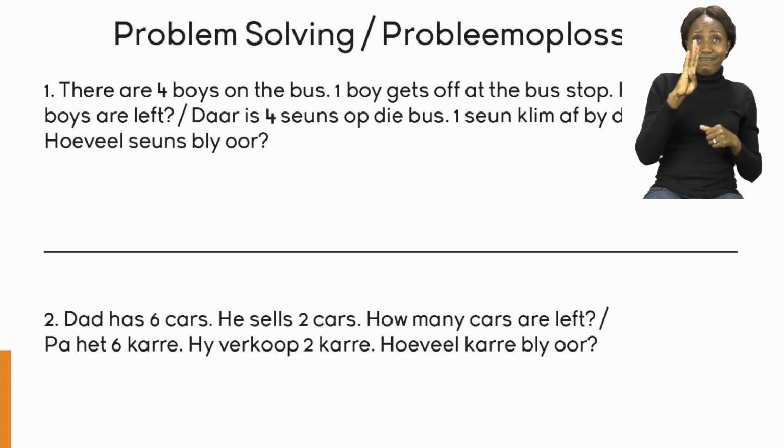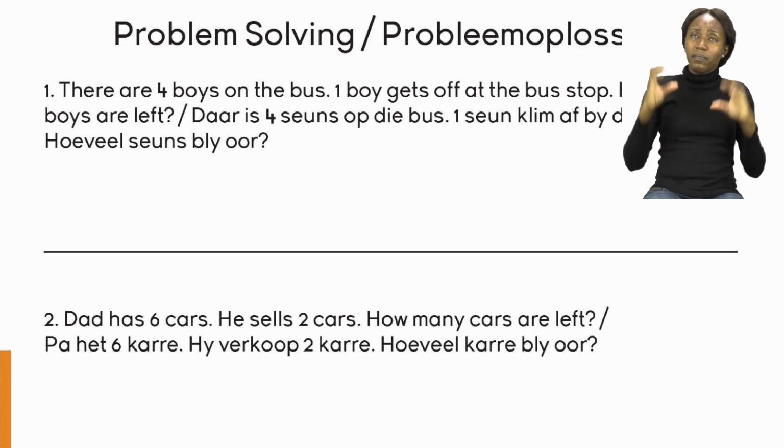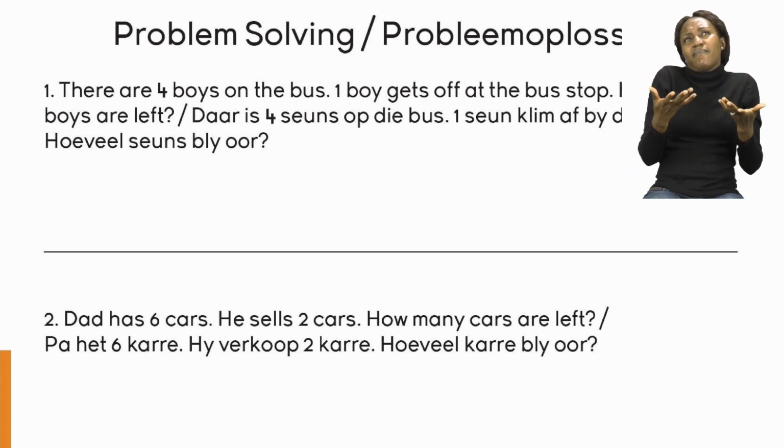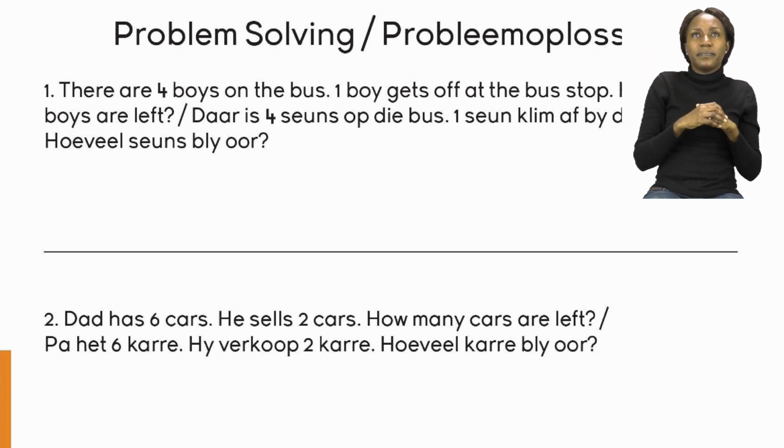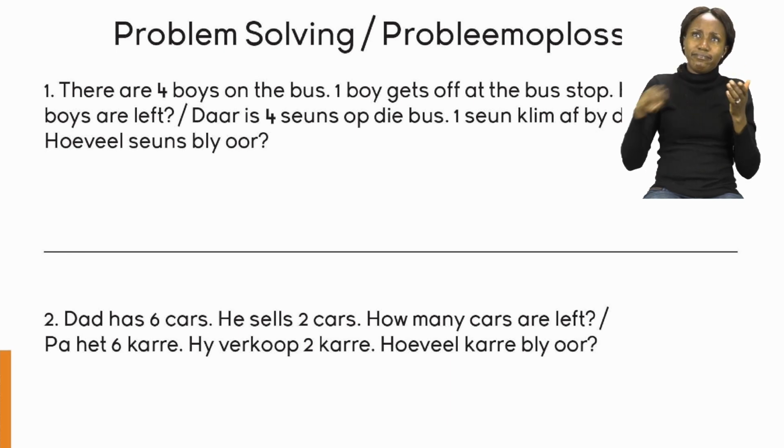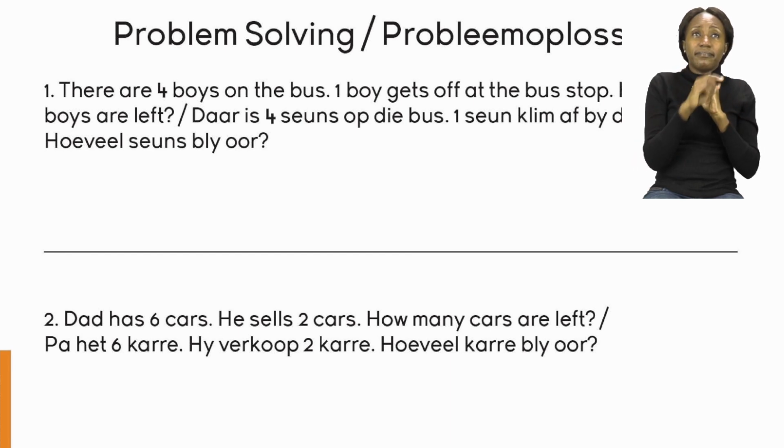There are 4 boys on the bus. One boy gets off at the bus stop. How many boys are left? Now the first one that I've already told you is important is the word left. And that one means that we are going to be subtracting. So we now need to pick out our important numbers. In this case, we have the number 4 and the number 1.